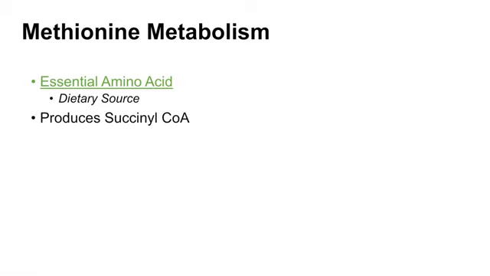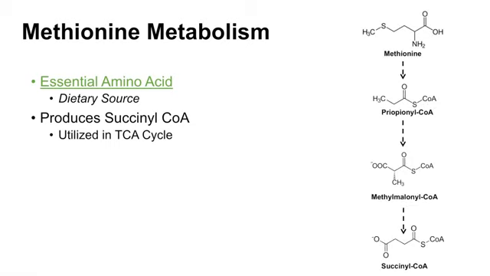Hey everyone, in this lesson we're going to talk about methionine metabolism. So methionine is an essential amino acid, which means that we need to get it from a dietary source. Now, in the process of methionine metabolism, methionine generates succinyl-CoA, and succinyl-CoA can be utilized in the TCA cycle to generate ATP. And here's just a brief overview of the methionine metabolism pathway. We see that methionine eventually produces propionyl-CoA, which then will lead to methylmalonyl-CoA, which will eventually lead to succinyl-CoA.